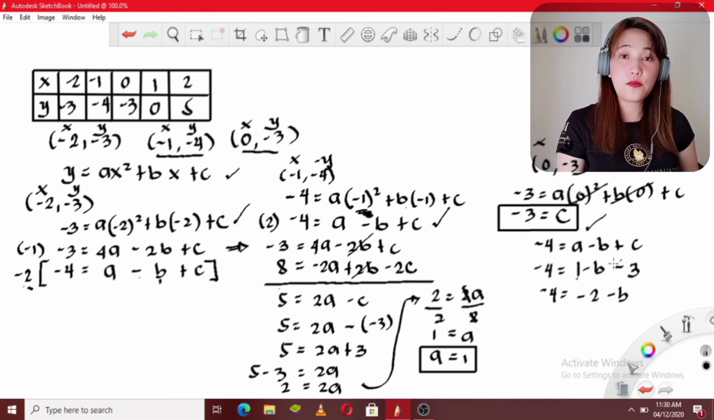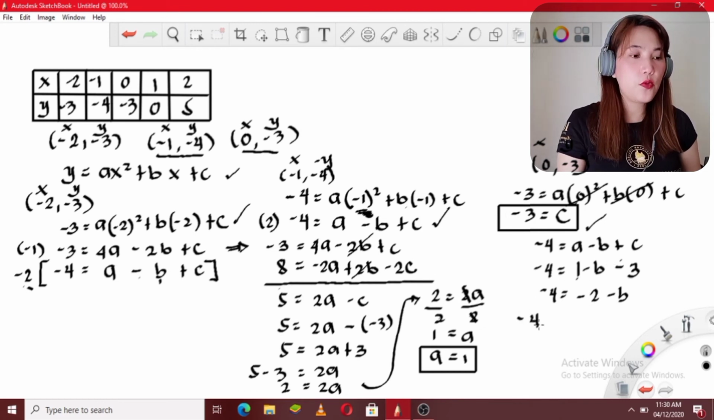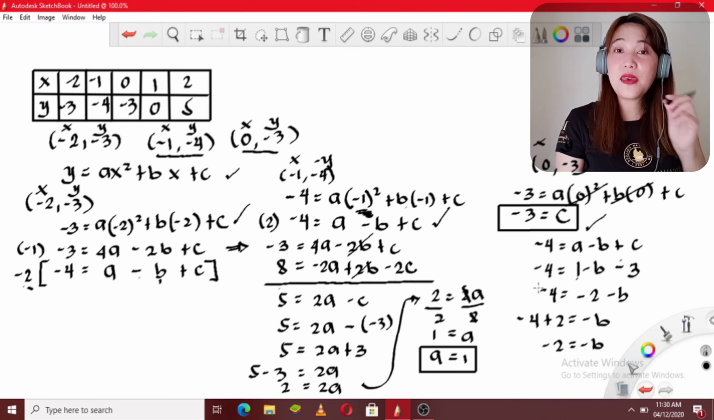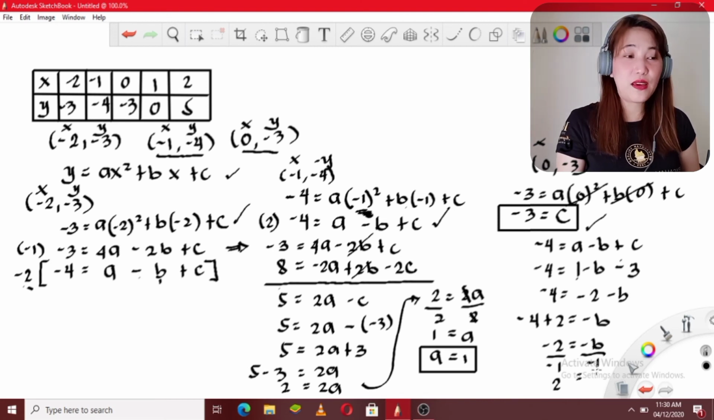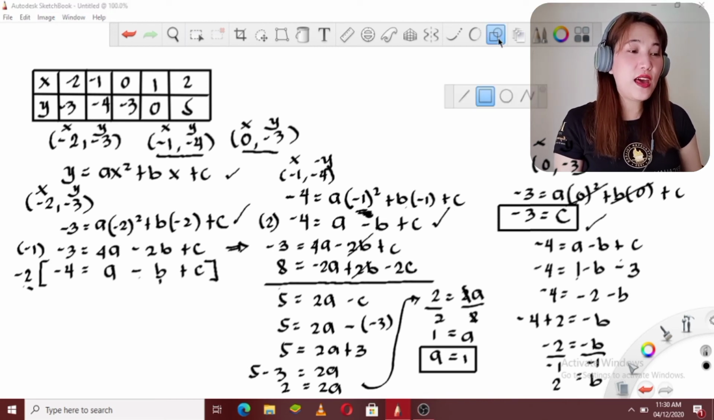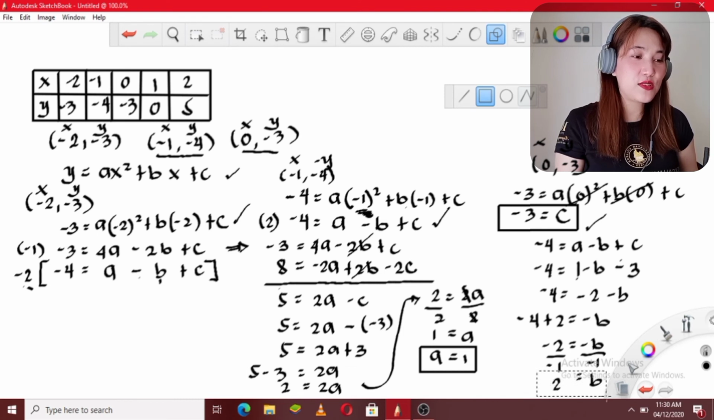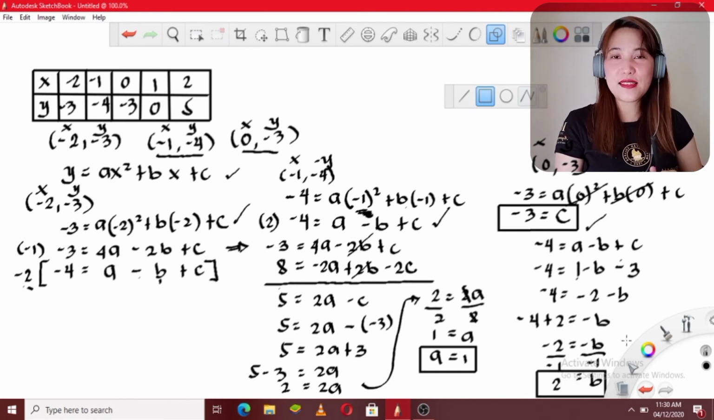Then copy negative B. Now, lipat si negative 2 on the other side. This will become negative 4 plus 2 equals negative B. Negative 4 plus 2 is negative 2 equals negative B. B is negative. Hindi pwede yon. So, we have to divide or multiply both sides by negative 1. So, we have now negative 2 divided by negative 1 is 2. Negative B divided by negative 1 is simply B. We already have now the value of B, which is 2. Ayan, kompleto ng A, B, and C natin.